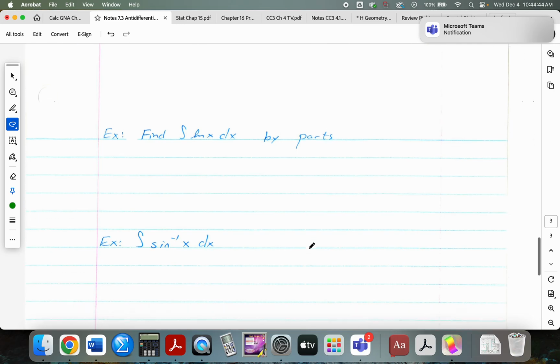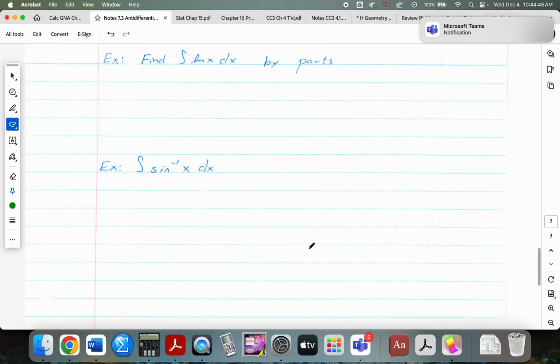All right. Page 3. This is one where you're like, okay, this is different because I don't have 2 different types of functions being multiplied together like I've always had before. But this one actually can be done by parts. You're like, really? Yep.